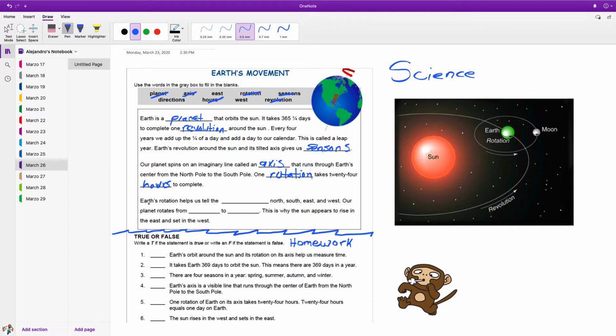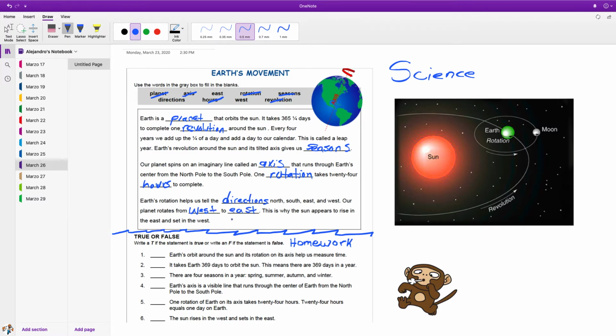It says, Earth's rotation helps us tell the north, south, east, and west. What are those, guys? We learned those in social studies. Yes, directions, which are north, south, east, and west. Let's go ahead and continue. Our planet rotates from blank to blank. This is why the sun appears to rise in the east and set in the west. Guys, the way that the planet is rotating is from west to east. So I'm gonna put here from west to east.